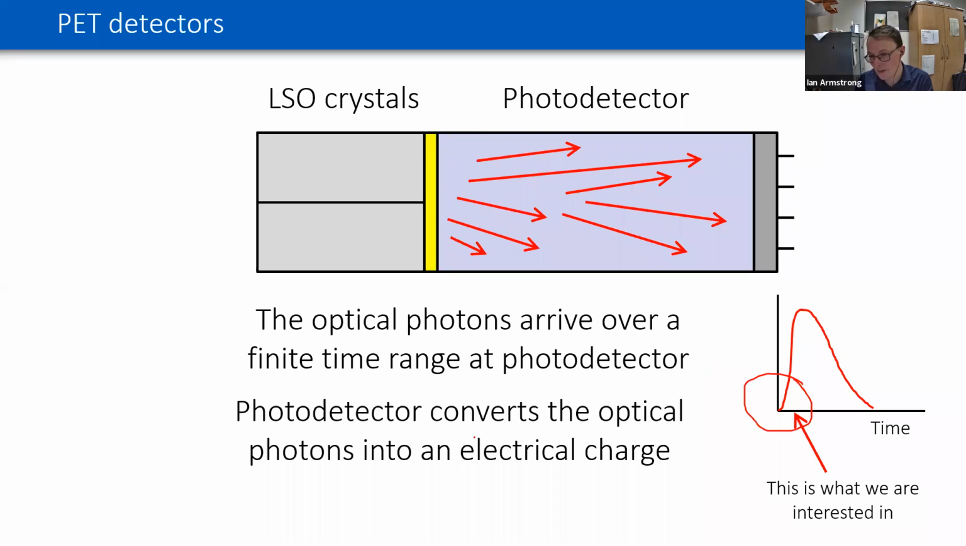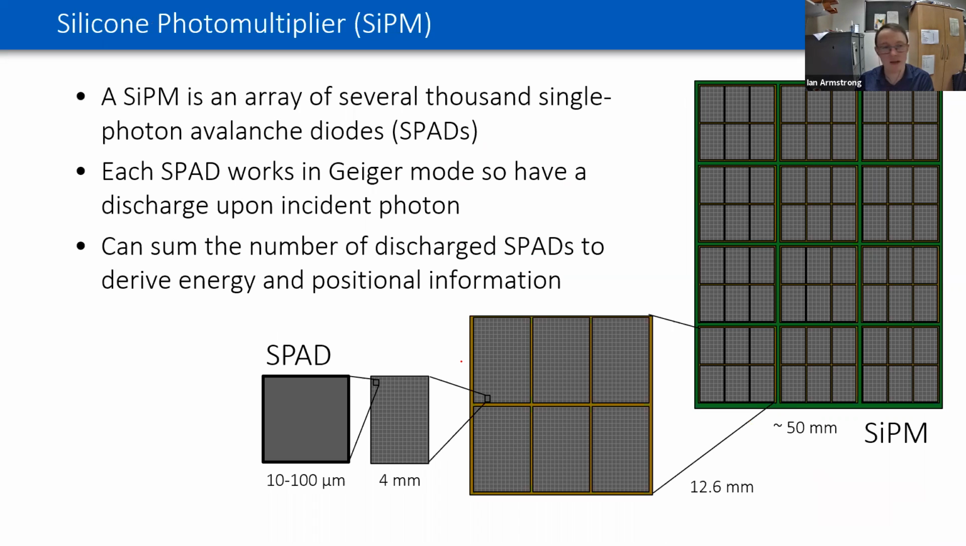So the more precisely we can detect this and use this signal, then the more precise we're going to get time of flight information. So this brings us on to the development and the introduction of the silicon photomultiplier tube technology. So silicon photomultiplier is actually an array of many, many thousand single photon avalanche diodes.